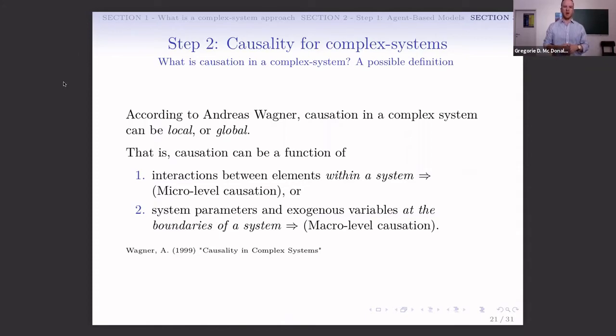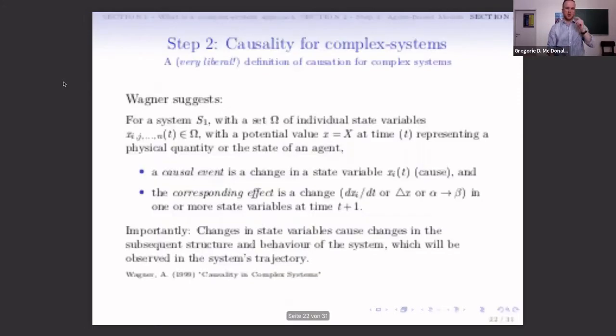So for him, causation in a complex system can be local or global. In other words, causation can be a function of interactions between elements within a system, that is at the micro level causation, or causation can also be a function of system parameters and exogenous variables at the boundaries of a system. So, in other words, we can have something like macro level causation. His proposal is coherent with what I was trying to say, that we could have different levels of causation in a multiscale structure.